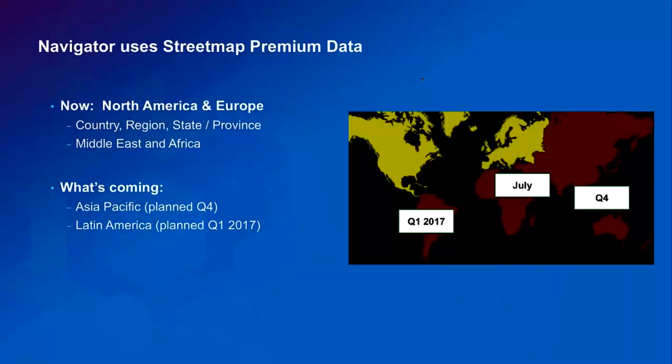As I mentioned, Navigator includes Street Map Premium data. We have coverage for all of North America and Europe today, and it's at different scales, like I mentioned already, by country, by region, or state or province, or whatnot. It's also available with content for the Middle East and Africa, and we're rolling out right now support for Asia Pacific, with Latin America to be completed early next year. And we update this data quarterly if you're interested in that.